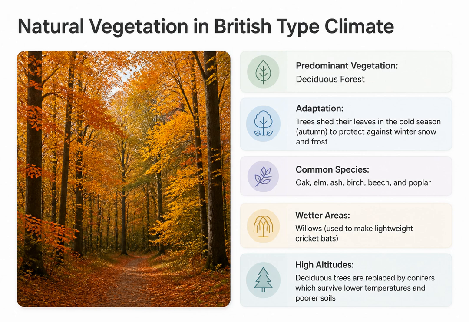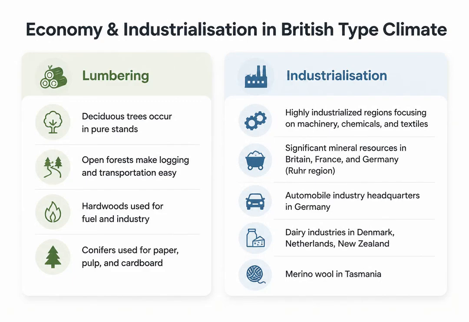As you move higher up the mountains where the temperatures drop and soils thin out, these deciduous trees are replaced by hardy conifers. Economically, the lumbering industry here is quite profitable. Unlike the tangled equatorial jungles, these deciduous forests grow in pure stands with sparse undergrowth, making logging and transportation highly economical. The hardwoods are used for industry, while mountain conifers supply the paper and pulp industries.